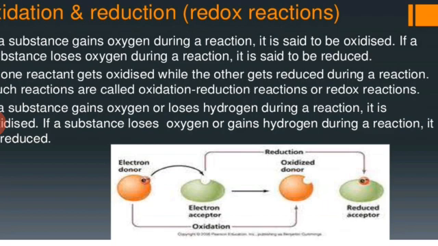Then comes reduction. It's just the opposite of oxidation. In this, oxygen is removed and hydrogen is added. And a reaction in which both oxidation and reduction take place simultaneously is called a redox reaction. Most of the reactions are redox reactions. If something is getting reduced, the other reactant must be getting oxidized. If somebody is losing oxygen, the other one will be gaining oxygen during that process. So most of the reactions are redox reactions.